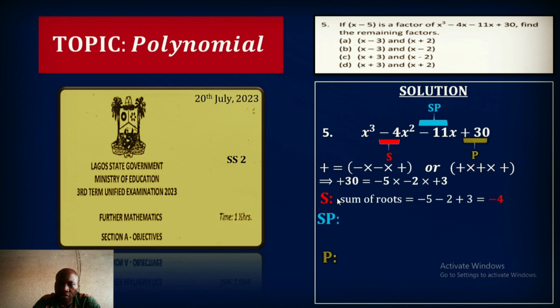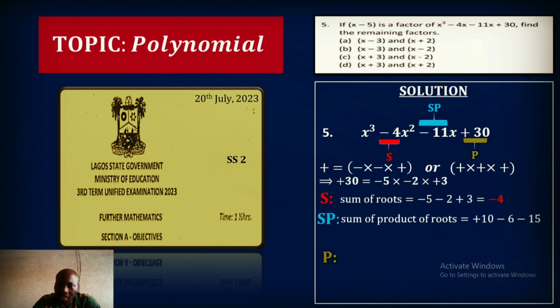So here we have this, as I said earlier, as the sum of roots. So all we need to do now is to rearrange these three products. So we are going to ignore the multiplication signs. I'm going to pick minus 5, minus 2, and plus 3. And when I arrange these three numbers, I should get minus 4. And that okays the sum of roots. To the next line.